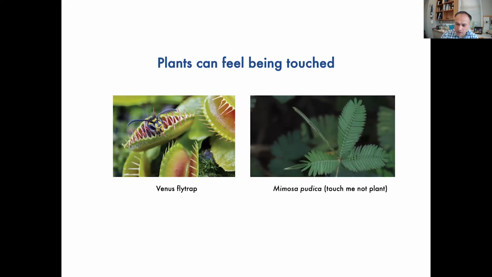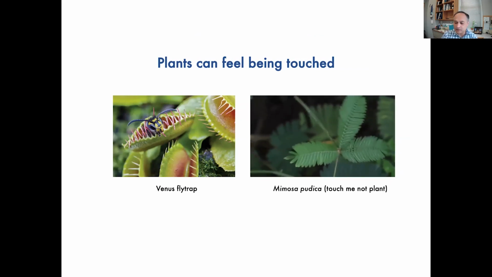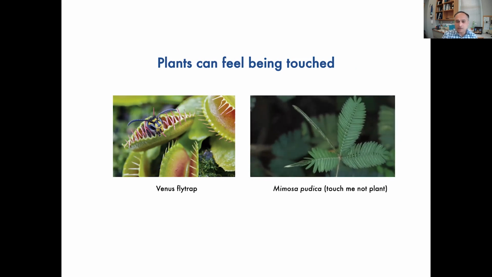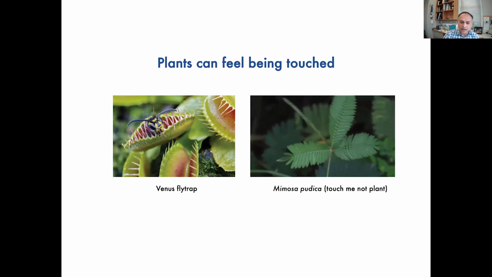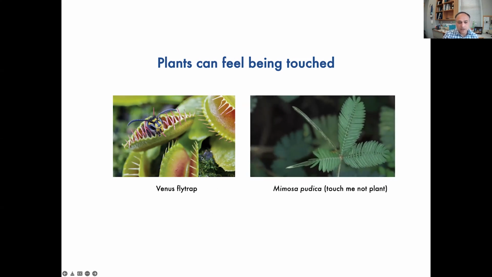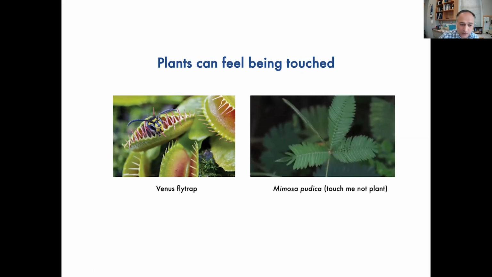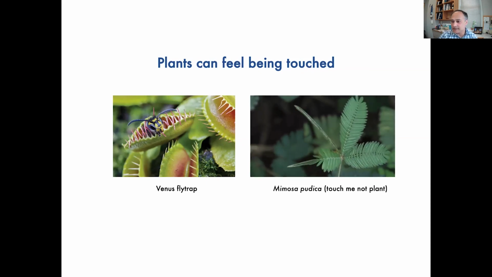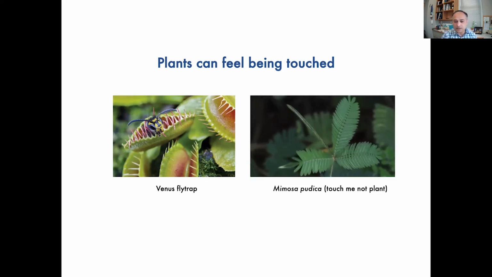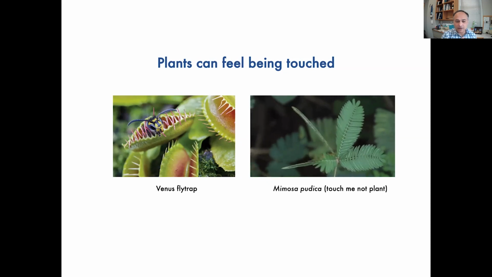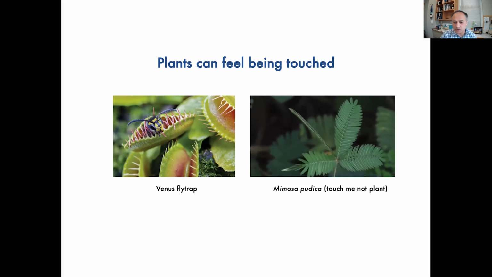Now, we've got five senses, right? We have a sense of touch. And I would like to share that plants can also feel being touched. A good example is the Venus flytrap, which can sense when an insect has landed, and it can close its leaves so that it can start using the fly as a source of energy, right? It's going to start digesting this fly that it has trapped and use it as a source of energy.